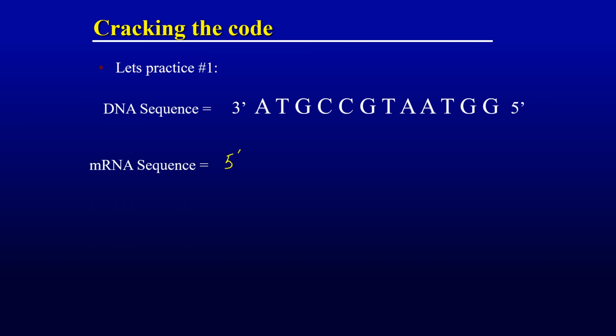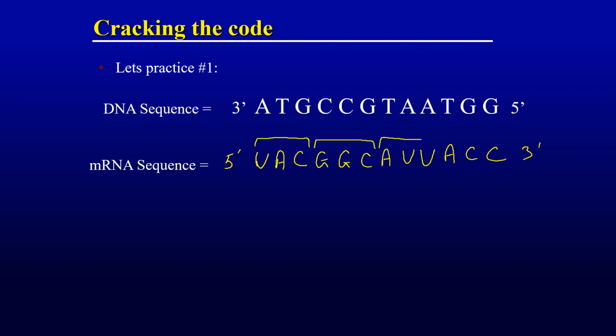I'm going to help you here. This would be our 5' end. And so A would give us a U. The T would give us an A, the G a C, G, G, C, A, U, U, A, C, C, and there's our 3' end. So that's our messenger RNA sequence, and you can see that we can break this up into codons. There's some of our different codons.